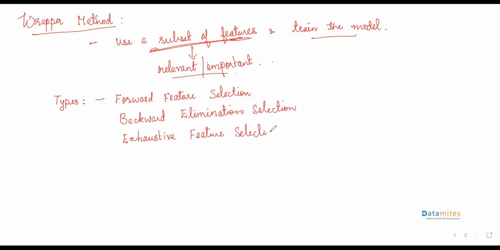The concept behind these methods is very simple. Basically, a wrapper method is going to take all possible combinations of features, train the model, and see how the model is performing for each combination. So first, let us look into forward feature selection.